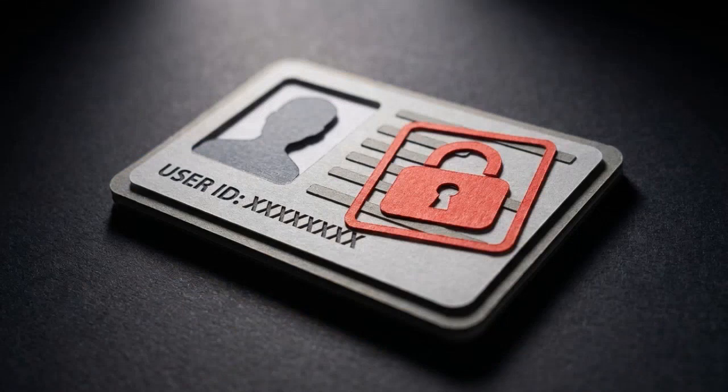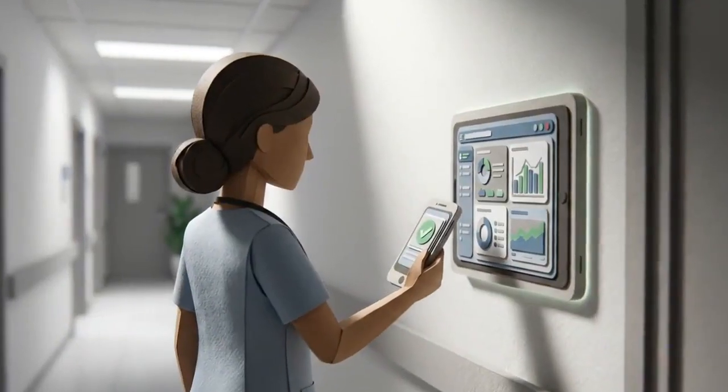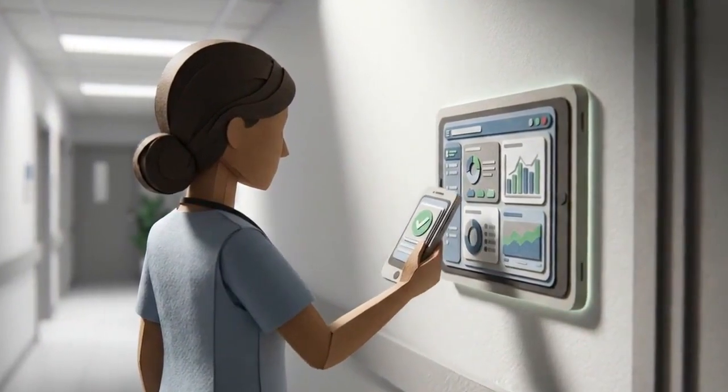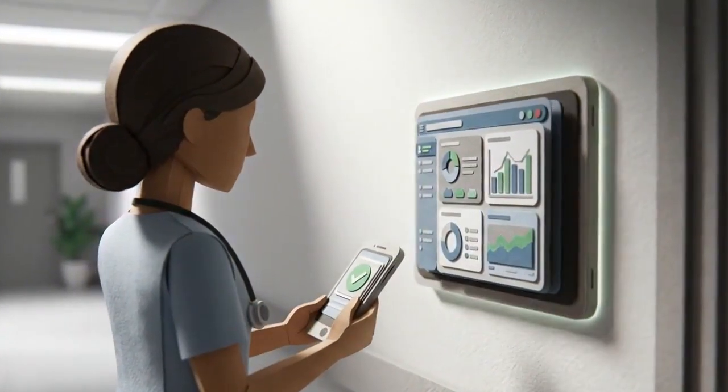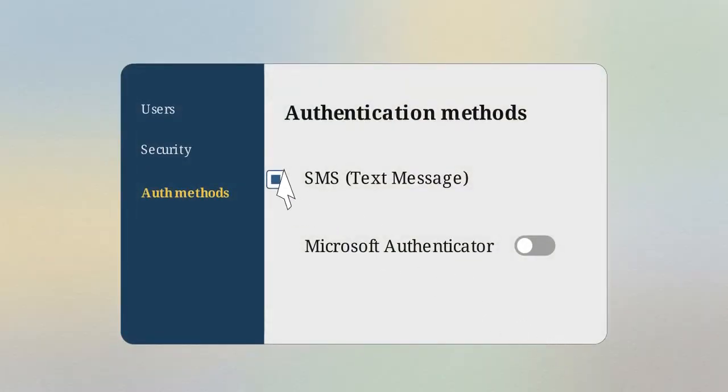Step 1 is fixing identity. You need to eliminate shared logins, like admin@carehome.co.uk. Every person who accesses your data needs their own individual user account, with administrative roles delegated only to specific staff members. This animation shows the Microsoft 365 Admin Center, where authentication is switched to the Microsoft Authenticator app.